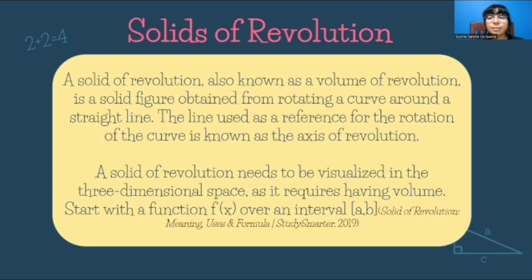A solid of revolution needs to be visualized in three-dimensional space, as it requires having volume. Start with a function f of x over an interval a to b. All this information was found in Studia Smart, which helps us find information about any route of mass.